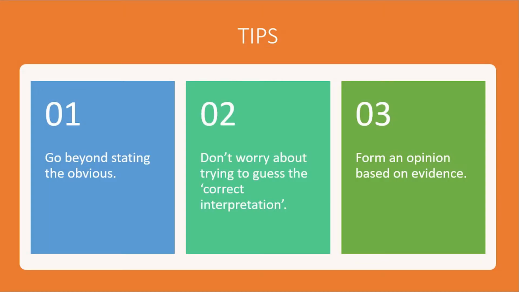The trick to doing a good literary analysis is to go beyond stating the obvious, to try and reach conclusions that are a little unusual or perhaps haven't been thought of before. It's not always about trying to guess what the author is trying to say and getting it right, because there are multiple ways to interpret a text. Instead, try to form an opinion and use evidence from the text to support it. So, now that we know what a literary analysis is, we can start to look at the steps involved in writing one.